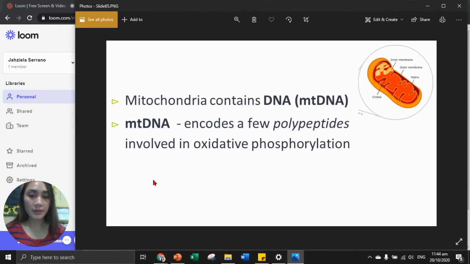So what else do we have here? Mitochondria also contains DNA. So it also has its own DNA. And it is called mtDNA, short for mitochondrial DNA. So it encodes a few polypeptides and involved in oxidative phosphorylation.